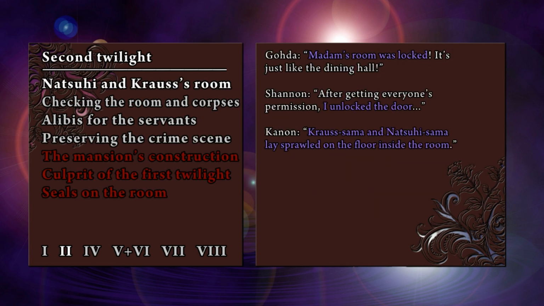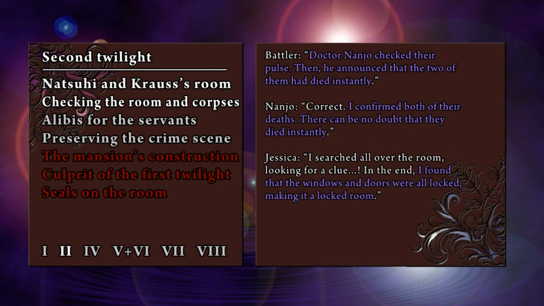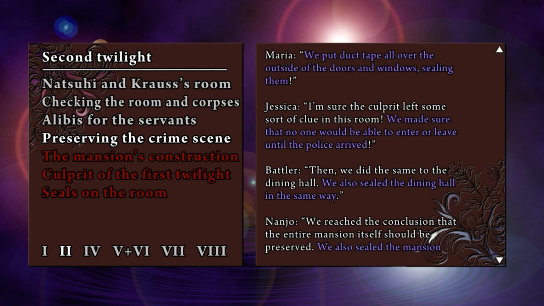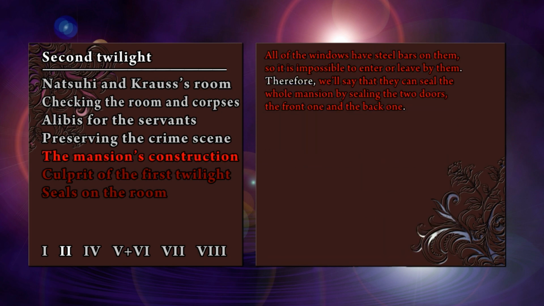Second Twilight. Kraus and Nanjo-sama lay sprawled on the floor inside the room. Okay, that's nothing to write home about. All servants can prove an alibi. And I think that's pretty much it.